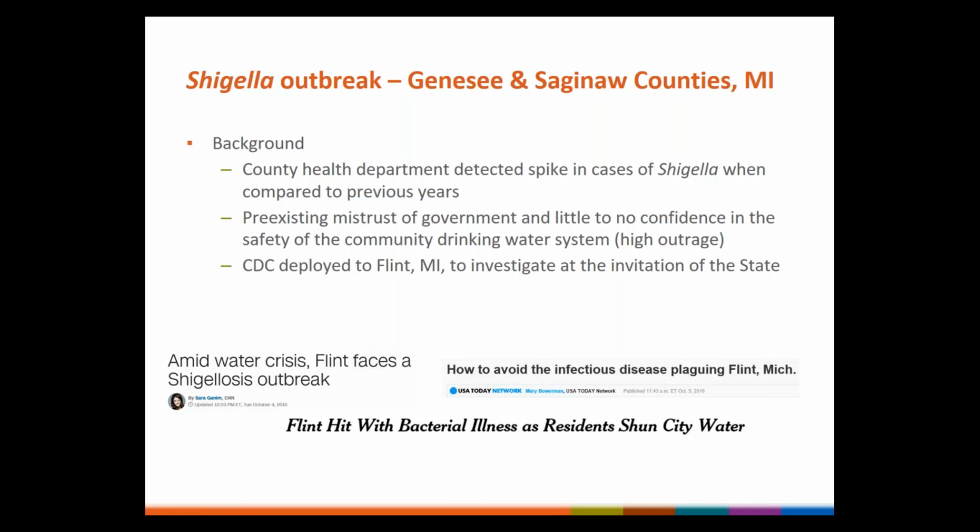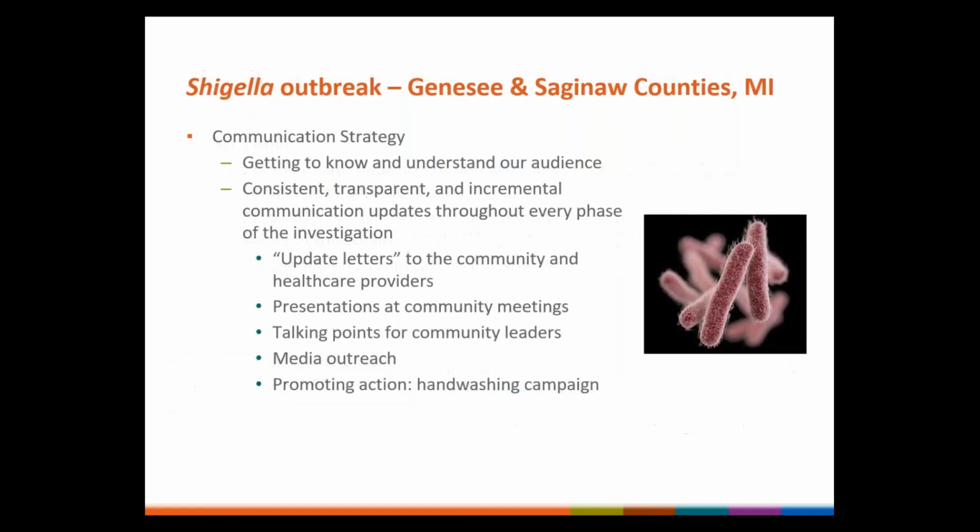But because the health department was not trusted, because the water utility was not trusted, people were naturally suspicious that this Shigella outbreak came from the water supply. And so how do we respond there? And this is an example. There's certainly things that we could have done differently or better, but just to walk you through very briefly how we did respond and how we thought through these principles when we went there.